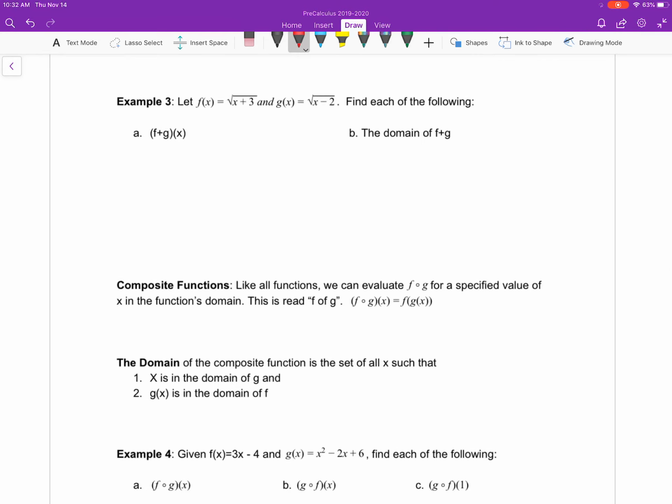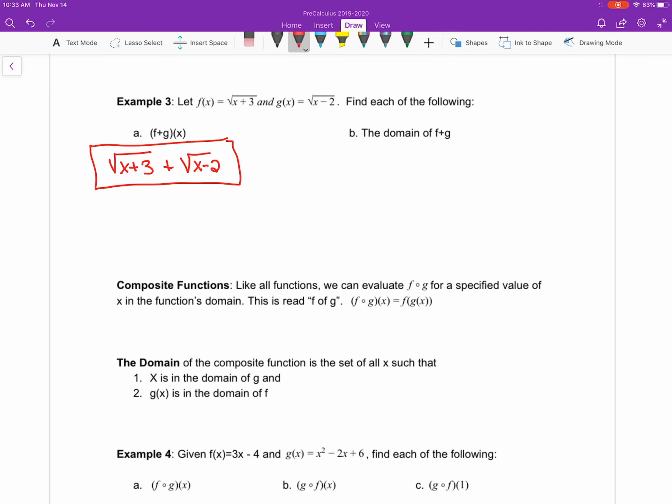All right, so in example 3, find each of the following. Literally, we're just going to add our terms together, and when we do that, f of x plus g of x, we have square root of x plus 3 plus square root of x minus 2. And that's our answer. We cannot combine our like terms. We cannot do anything else.